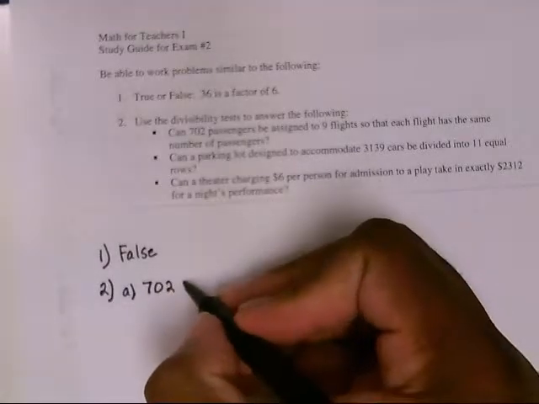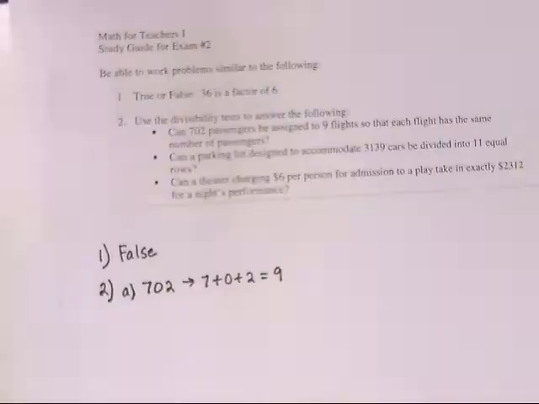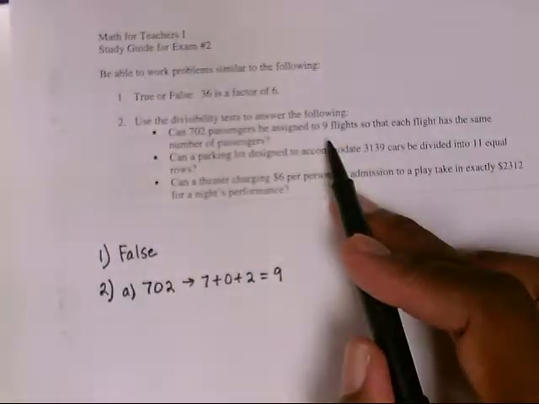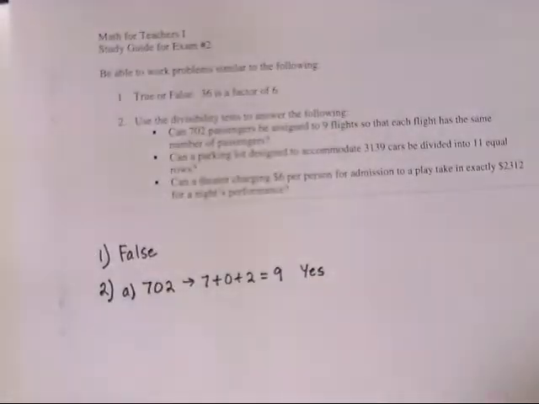Well, for the 702, if I take the sum of the digits 7, 0, and 2, I would get 9. And the sum of the digits here must be divisible by 9. So in this case, 702 is divisible by 9, so that answer is yes. We can assign 702 passengers to 9 flights so that each flight has the same number of passengers. The second part, can a parking lot designed to accommodate 3,139 cars be divided into 11 equal rows?